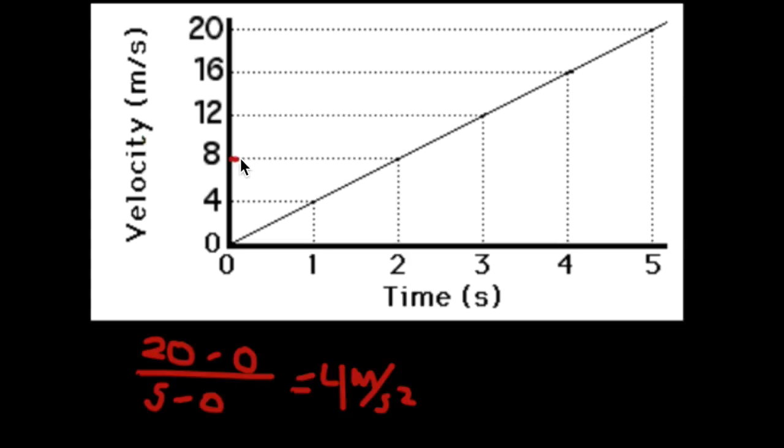However, when velocity is constant, the acceleration will be 0 because the change in velocity is 0. This is illustrated in this graph because it is a constant 8 meters per second, so the slope is 0, therefore the acceleration will also be 0.